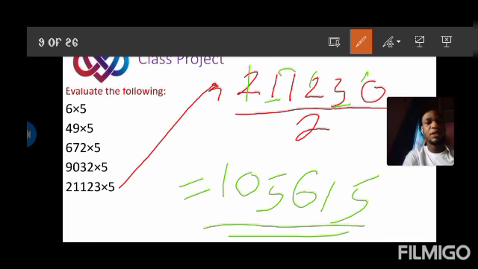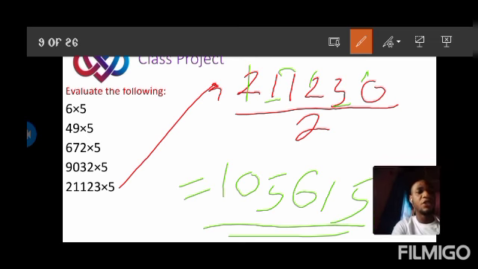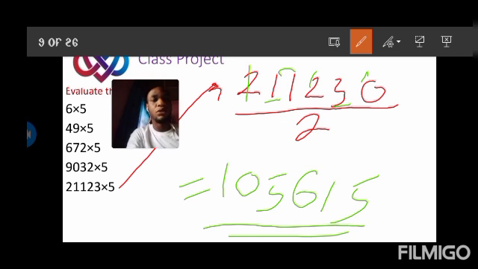I want you to try this class project, try the remaining ones and see what you got. There are a lot of them. 6 times 5, what will it give you? 49 times 5, what will it give you? 672 times 5, 9032 times 5. Please use the method. Show all your workings in your notebook, including your carrying over, and everything in your notebook as you submit.